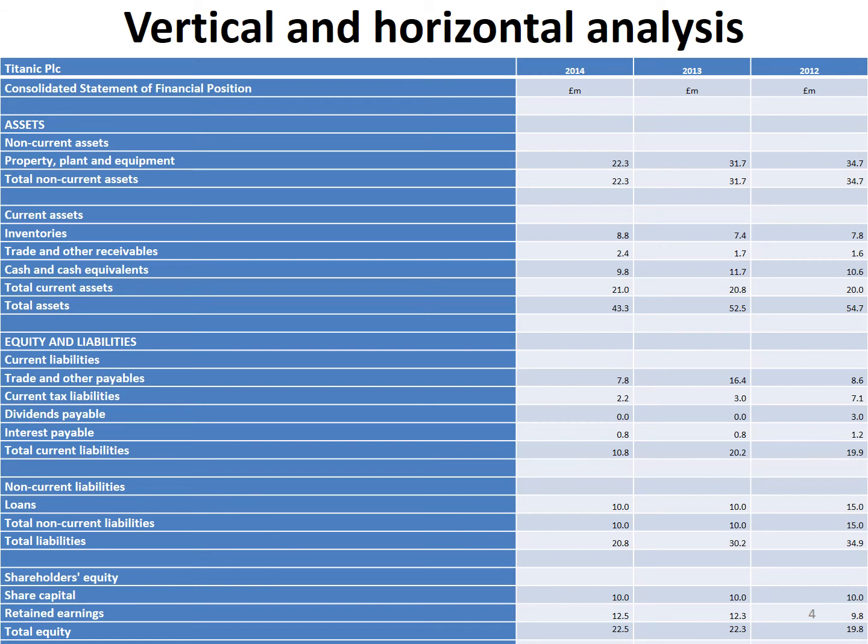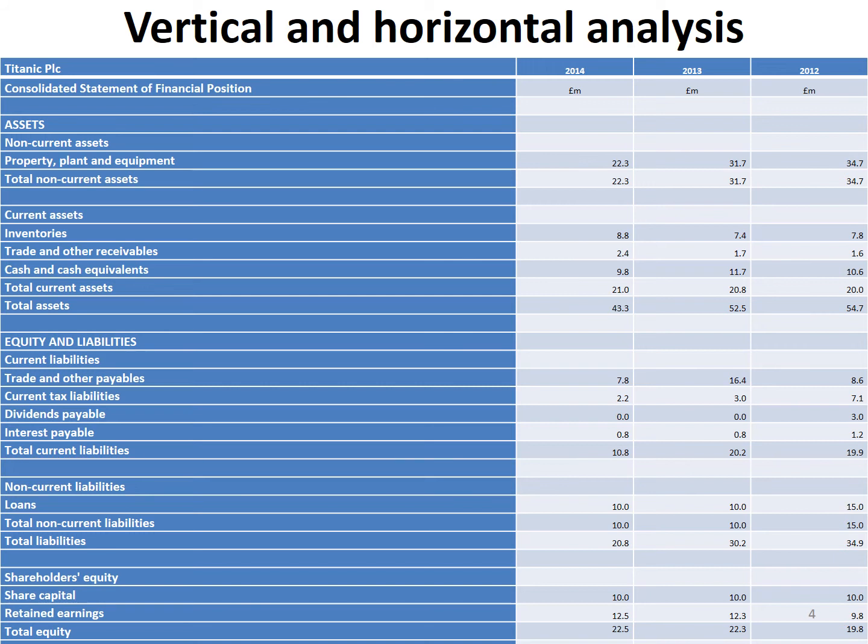So it will be like this. As an example, for year 2014, you will have total assets 43.3 as the base, so it will be 100. Let's say your property, plant and equipment figure is 22.3. You calculate the vertical analysis as 22.3 divided by 43.3 total assets into 100. If you want to do vertical analysis of inventories, it will be 8.8 inventory divided by total assets 43.3 into 100. That will be your vertical analysis.